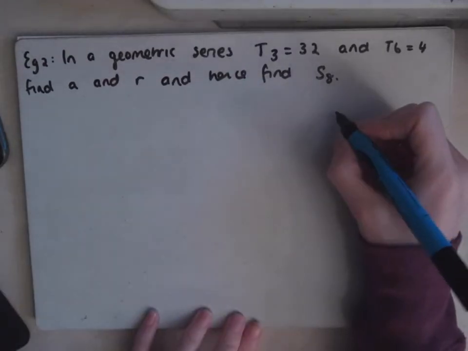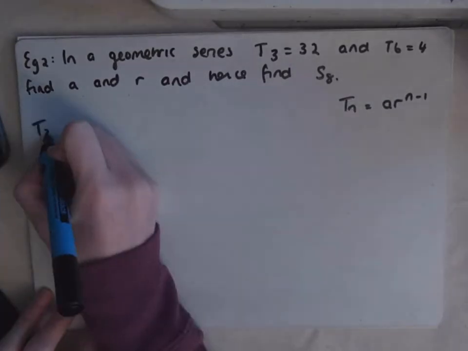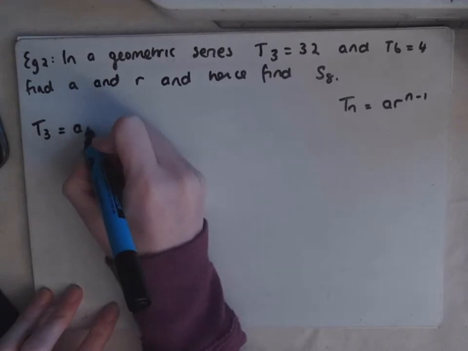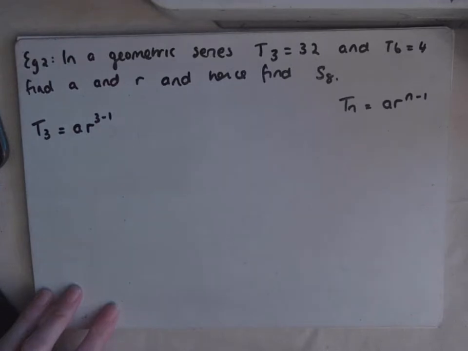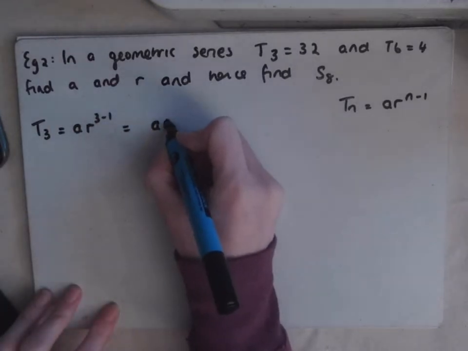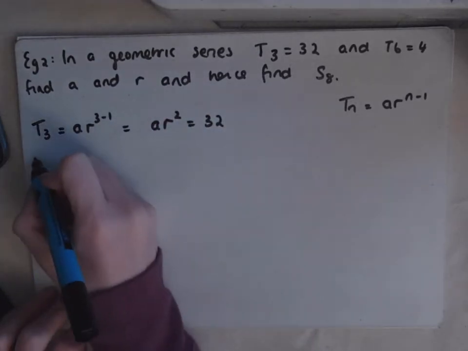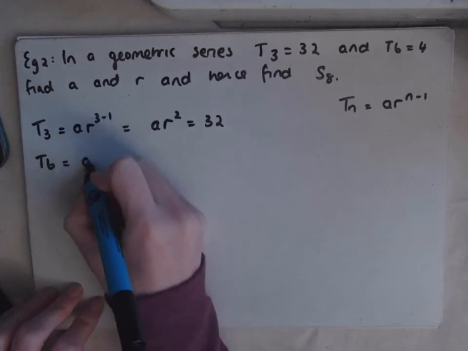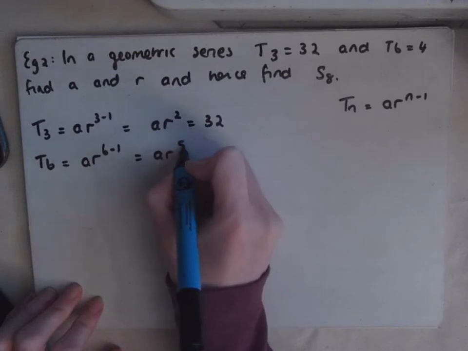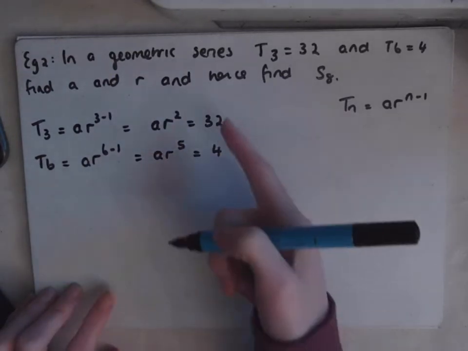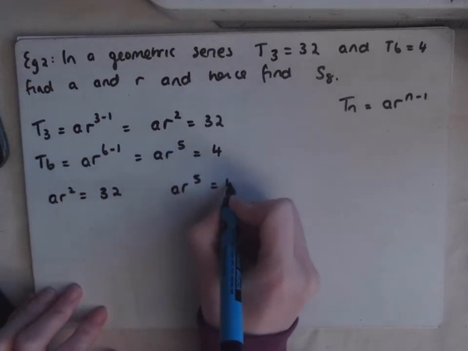Okay, so let's go back here again. Here's my formula. Tn is A by R to the power of n minus 1. So if T3 is 32, T3, which is A R to the 3 minus 1, which is A R squared, that's equal to 32. Okay, and T6 is equal to 4. So A R to the 6 minus 1, which is A R to the power of 5, is equal to 4. So I have two things here. A R squared is 32 and A R to the power of 5 is 4.